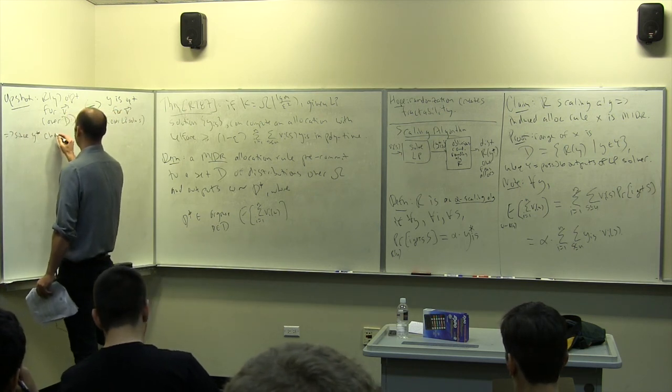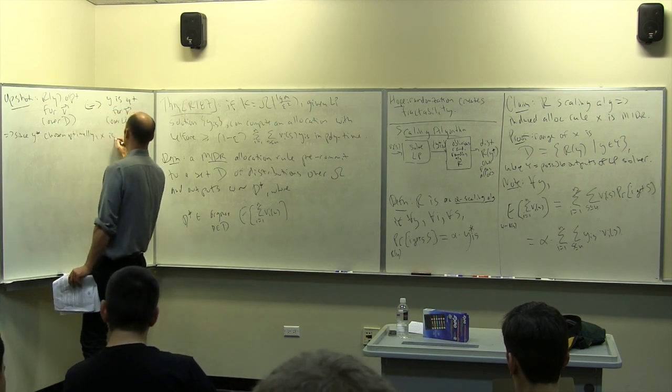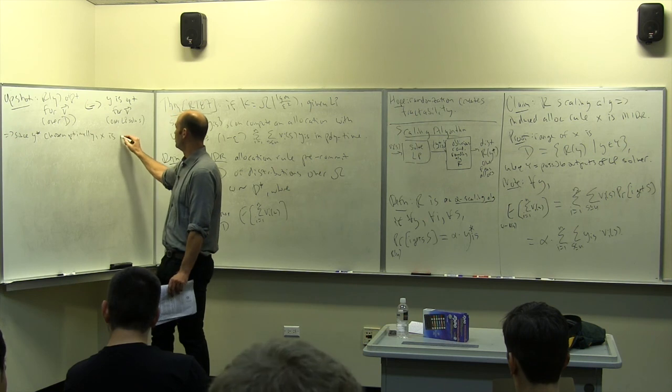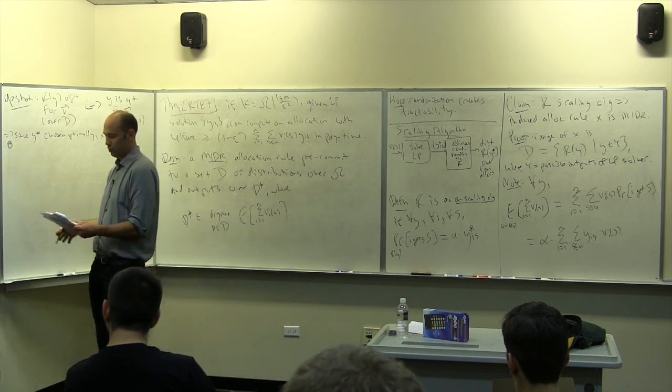So since y star is chosen optimally, that means we're choosing the optimal corresponding distribution. So the allocation rule is maximal in distributional range.